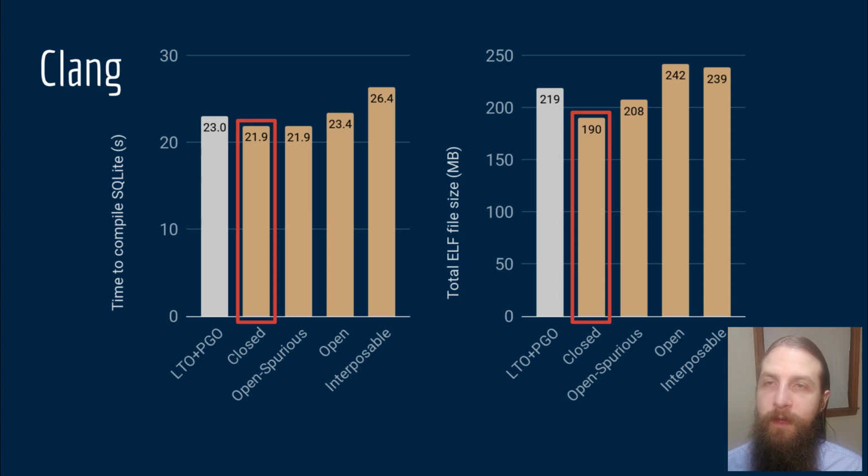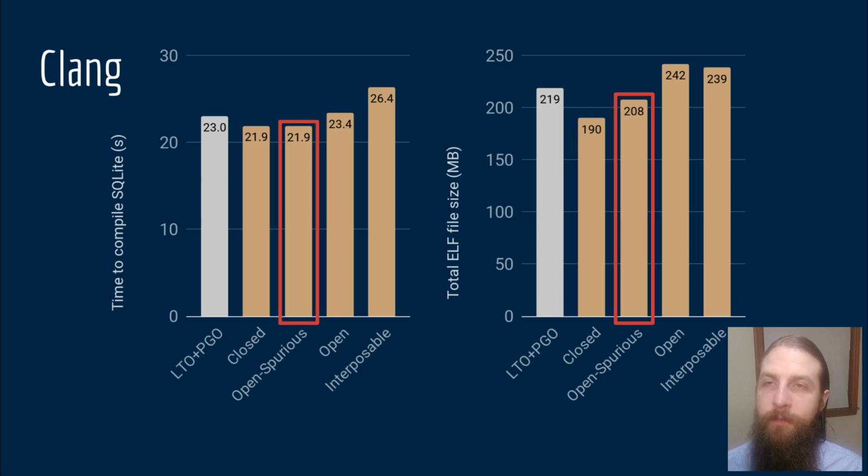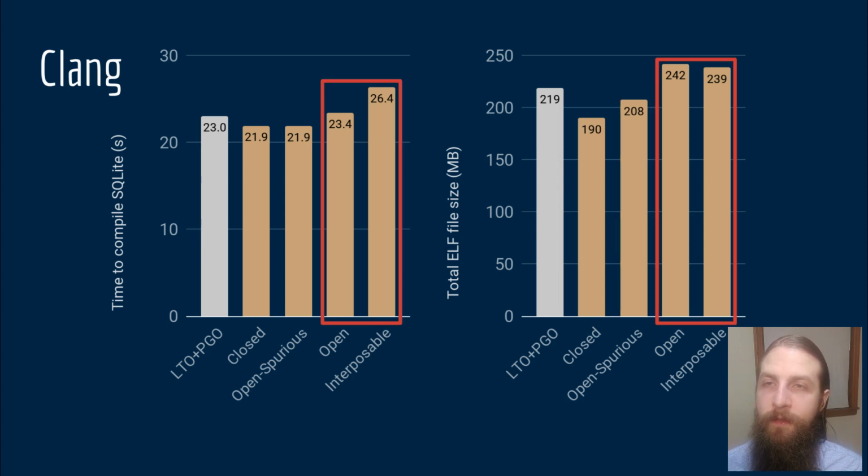For the closed configuration, which uses the most constraints, our optimized version of Clang is 5% faster and 13% smaller than the baseline. For the open spurious configuration, which is compatible with most external programs that use the LLVM libraries, our optimized version of Clang is still 5% faster and 5% smaller than the baseline. On the other hand, both of our 2 least constrained configurations are larger and slower than the baseline, because with so few constraints, we need to be very conservative and add extra layers of indirection.